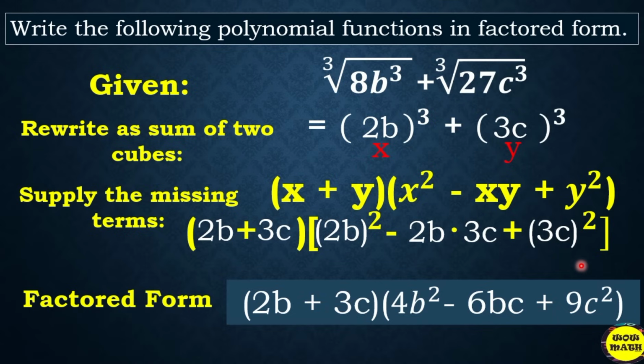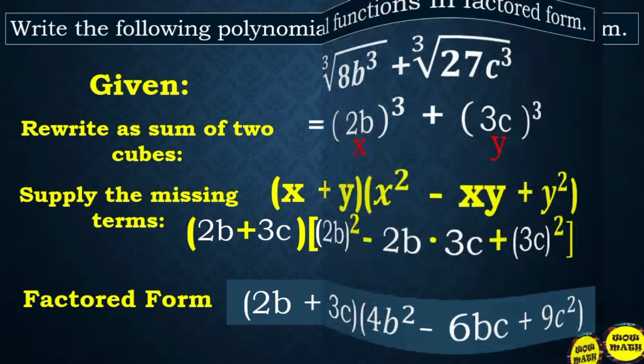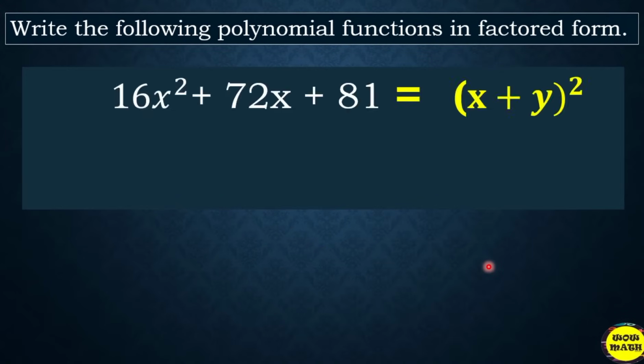This is 3 squared, so 9. 3 times 3 is 9. And then c squared. Okay? So therefore, the factored form is 2b plus 3c and 4b squared minus 6bc plus 9c squared. Okay, let's have this one.